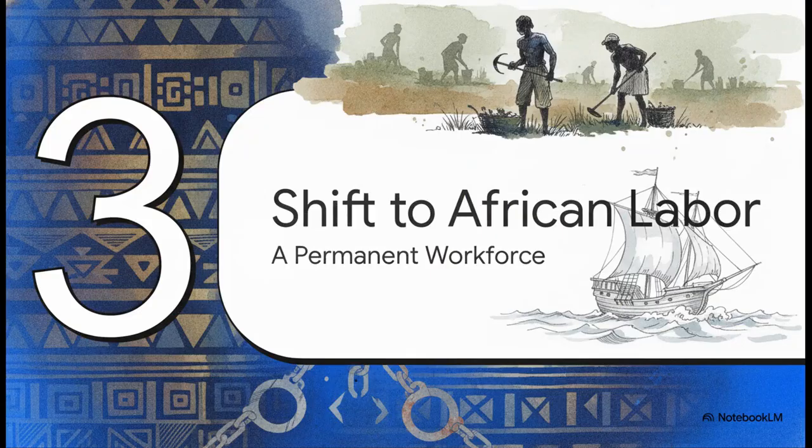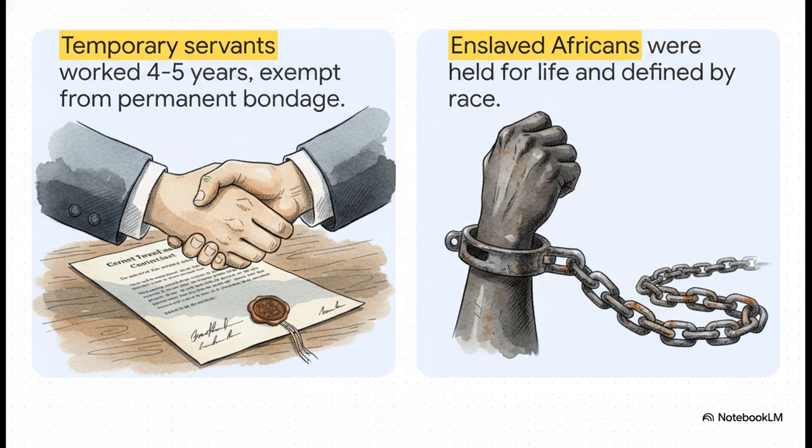That demand for so-called stability brings us right to Section 3, the shift to African labor, to create a permanent workforce. When you compare the two, the primary economic draw for the colonizers was permanence. While indentured servants had legal rights and a set end date, enslaved Africans could be held for life. For the planters, this turned human beings into a permanent capital investment, an investment that was even heritable by children, eventually defined by completely new racial categories.